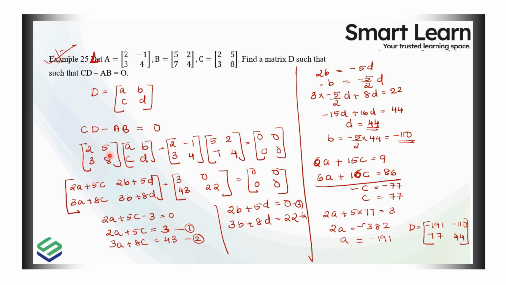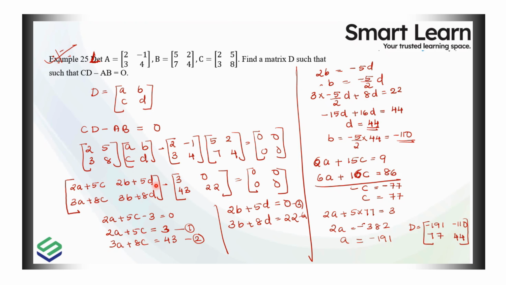You know the matrix multiplication now? First row into first column, that is 2 into a plus 5 into c, 2 into b plus 5 into d, 3 into a plus 8c, 3 into b plus 8d, minus this, for which you also have to do the matrix multiplication, is equal to 0. Here you will represent it as the 0 matrix. Then you can equate, correct? That is 2a plus 5c minus 3 is equal to 0. That is 2a plus 5c is equal to 3.